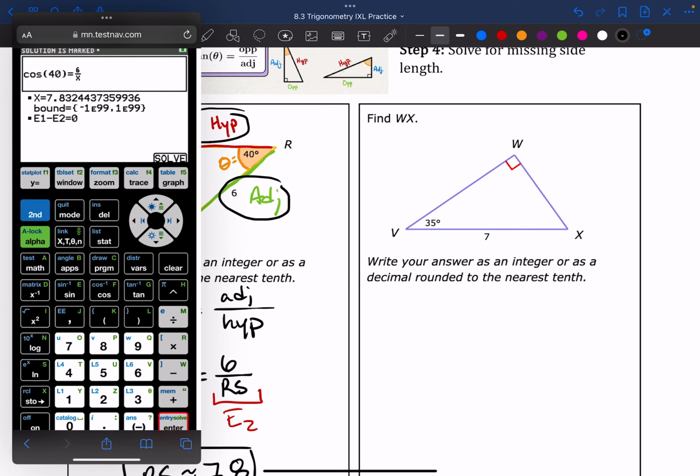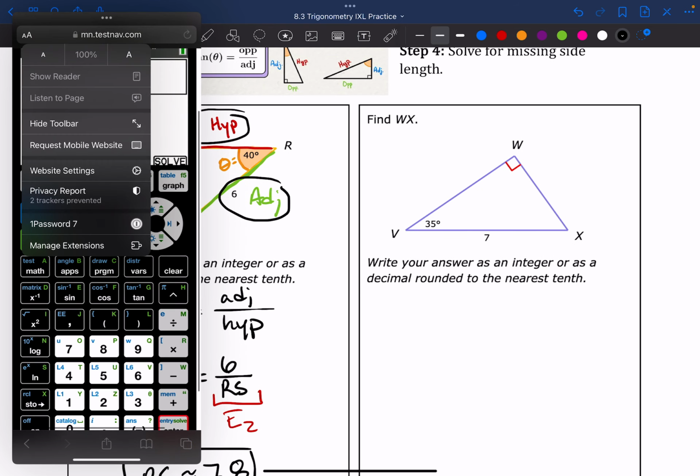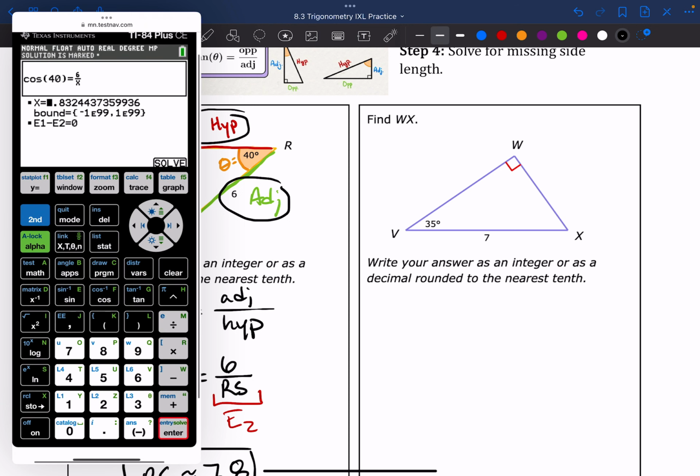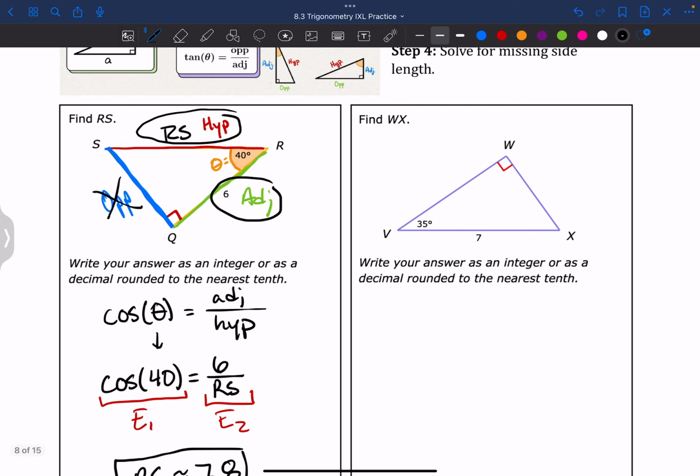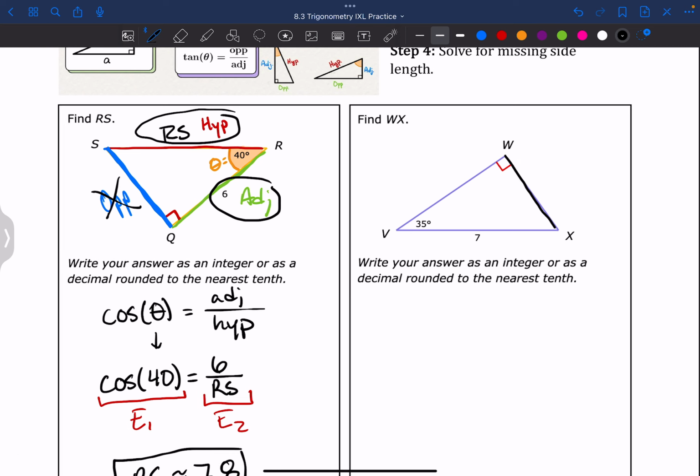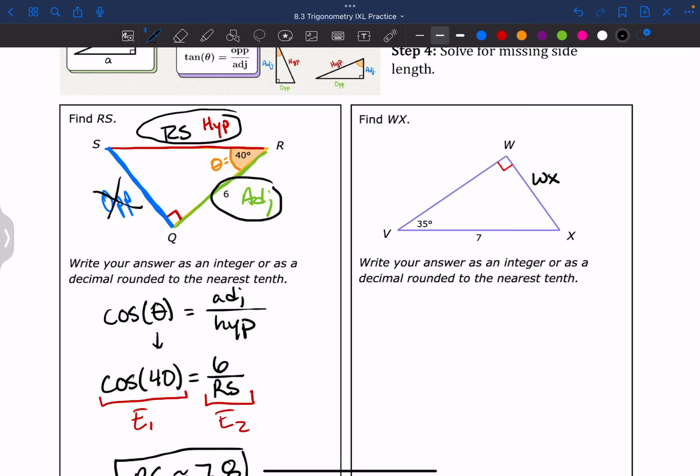So let's take a look at the last example, just to round all our examples together so you have the best possible chance to get the highest possible grade you can get with this practice set. So here we are looking for WX, this side right here. Let's label my triangle. The angle that I have is 35. So this is 35. Perfect. Let's label the hypotenuse. Look for the 90. Look for the side opposite. It is this one. Length 7.